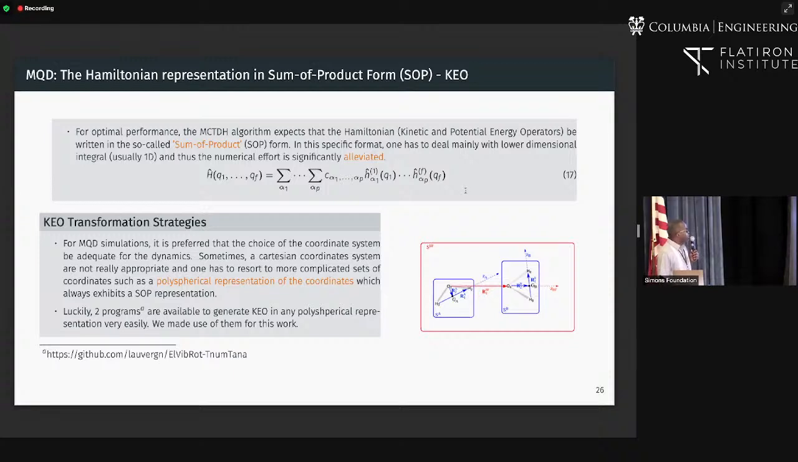When you have to deal with a system, then you have a kinetic energy operator, the potential energy operator, and maybe an external field that could be added to the system. So most of the time, the kinetic energy operator is in the right coordinate frame. If you use Cartesian coordinates, it's good enough. But most of the time, we rely on what is known as polyspherical coordinates, which is a specific way of transforming the coordinates into some that are more appropriate for the dynamics. Luckily, there is some code around that allows you to transform any set of coordinates to the appropriate coordinate system. So most of the time, the kinetic energy operator problem is fine and resolved.